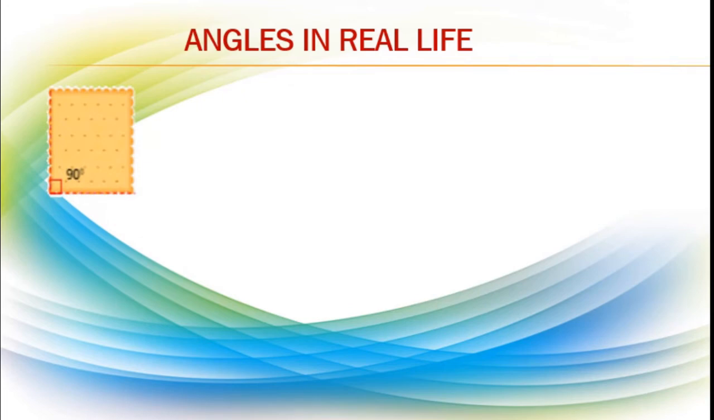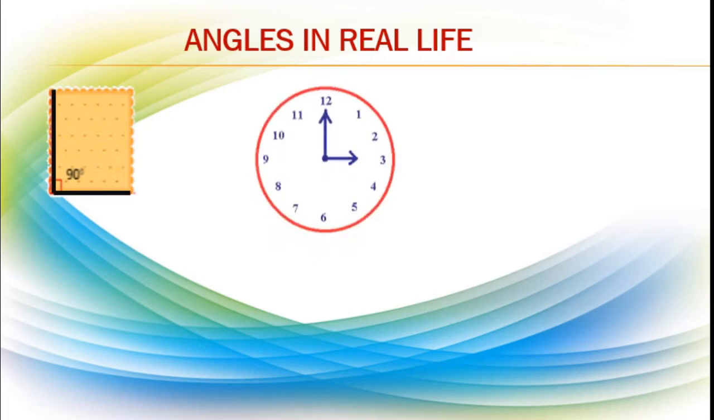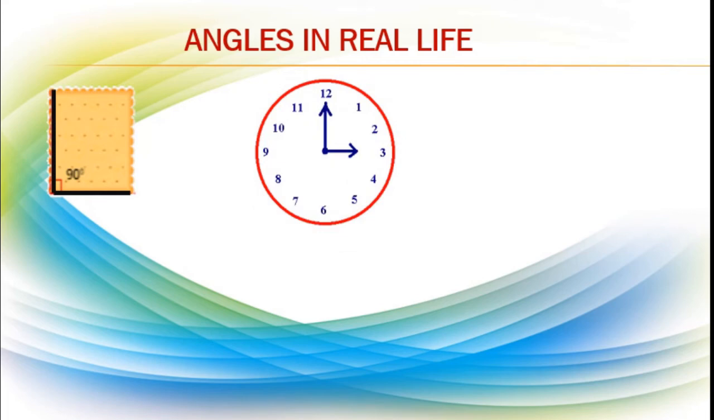See this. This is a biscuit that has a rectangular shape. I will draw a line. See this one side and this is the other side. Can you see? This looks like the capital L in the alphabet. It means again here also we can see an angle is formed.